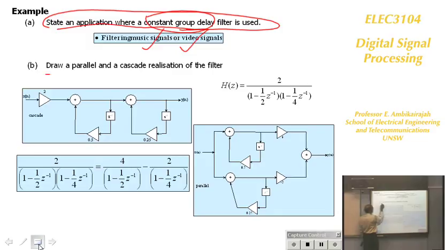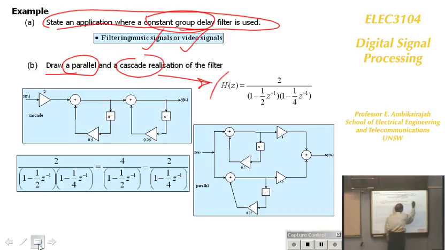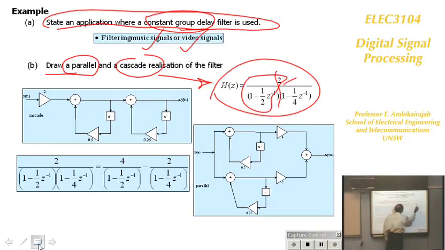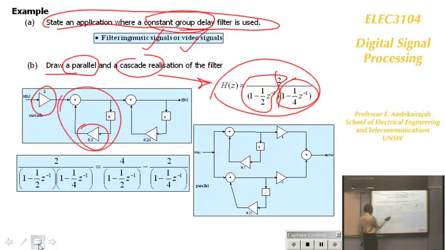Here is another example where you have to draw a parallel and a cascade realization for the transfer function given here. This is already in cascade. Therefore, all you need to do is implement that and implement that. So we have a gain of 2, and then a first order feedback filter. Here's the feedback, that's 0.5, that's the first order, in cascade with another one. So that's what you do in this case.